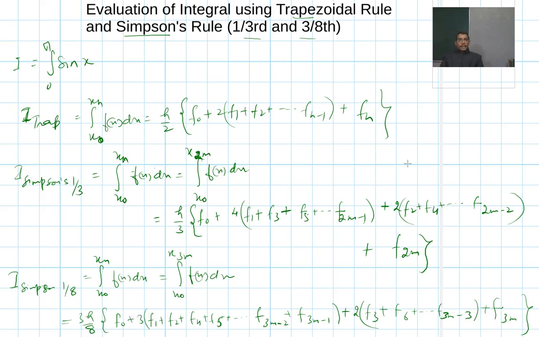And here, what is h? Here h is basically x n minus x naught over n. It is basically the value of h. This is the way it can be evaluated. So this is all about it.